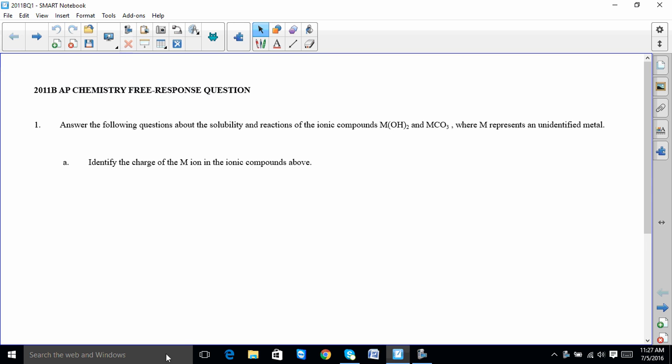Okay, 2011B. Answer the following questions about the solubility and reactions of the ionic compounds MOH2 and MCO3, where M represents an unidentified metal. Identify the charge on the M ion in the above compound.